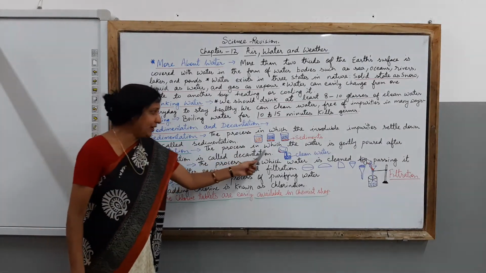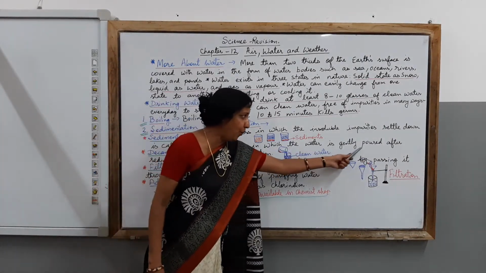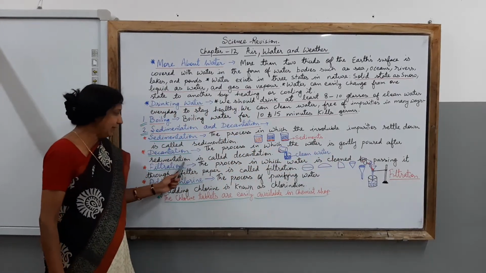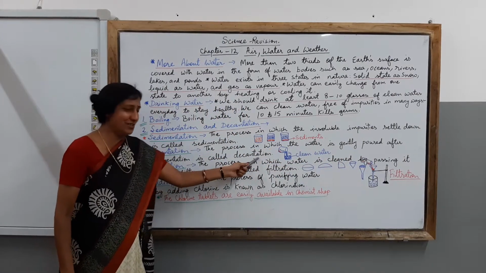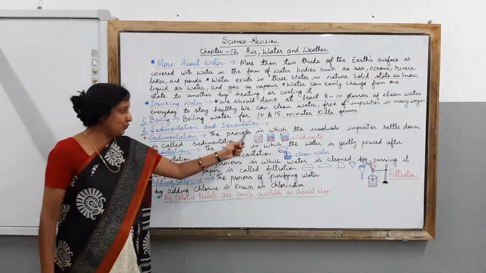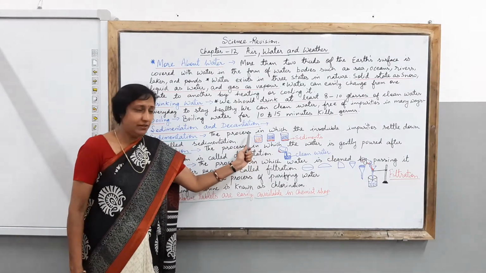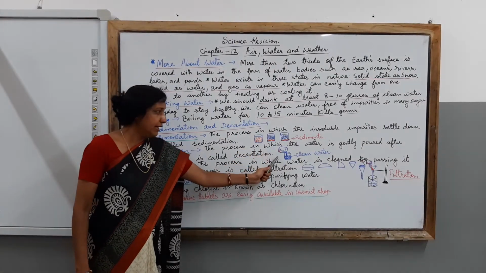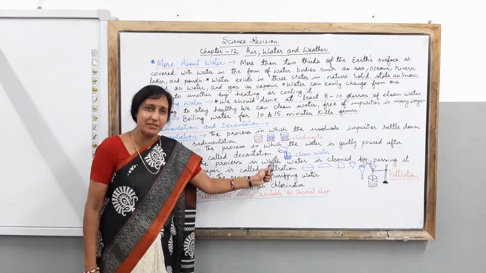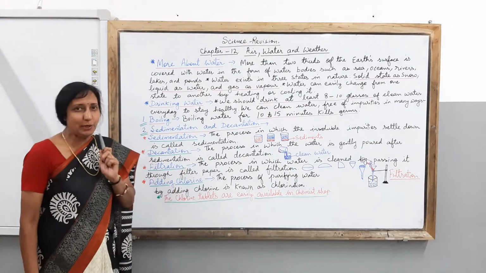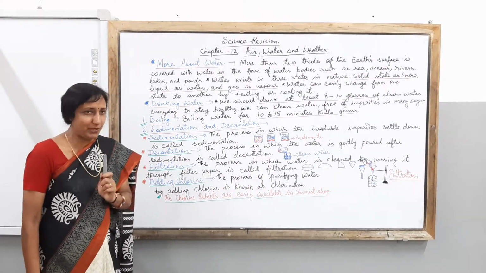The process in which the water is gently poured after sedimentation is called decantation. Clear, children? The two processes I have explained to you right here. First, sedimentation is done in this manner. Then you can see the decantation taking place in this manner. I hope you are able to understand clearly and properly.